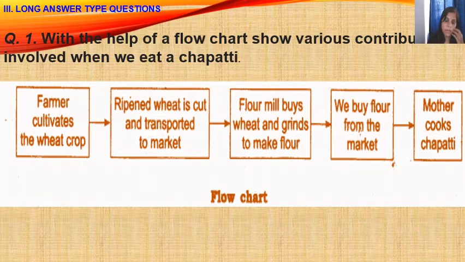Long answer type questions. Yes, in the exams, short answers as well as long answers are also asked. So question number 1 is, with the help of a flow chart, show various contributors involved when we eat a chapati. The chapati which we are eating, are we getting it directly? No. Various processes take place and then only we eat the chapati. So first, farmers cultivate the wheat crop.